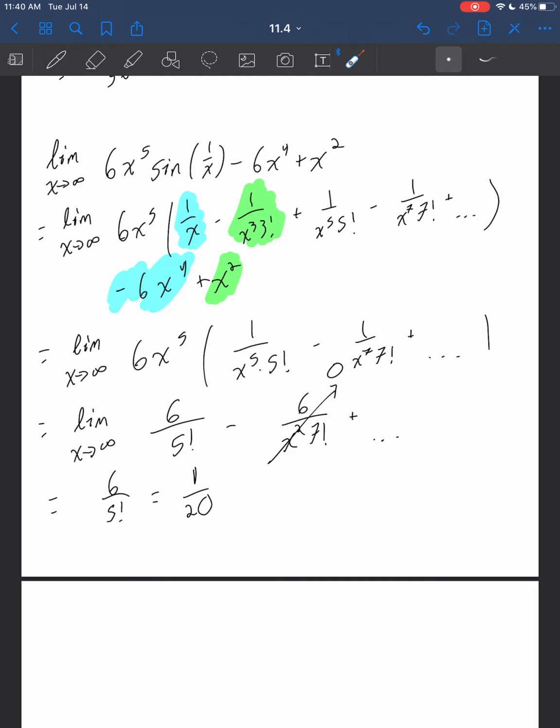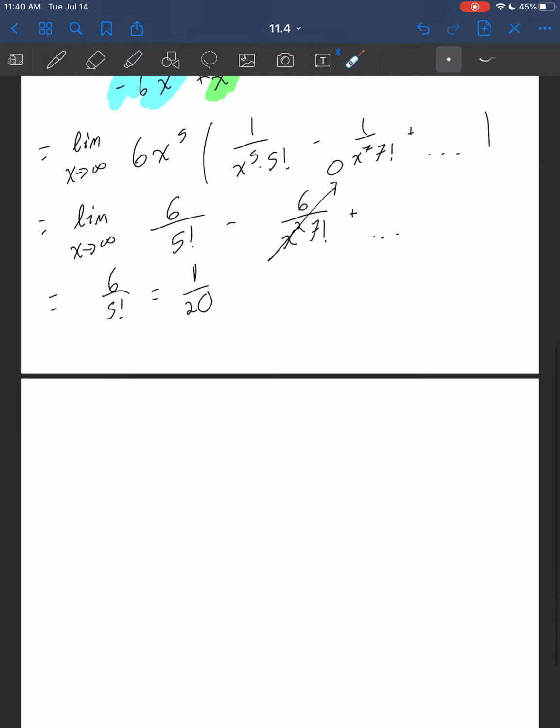So in the case where we don't even have fractions, in this example here, we can still use Taylor series to come up with limits that are hard to find. So that is just one of the many uses of Taylor series. Okay.